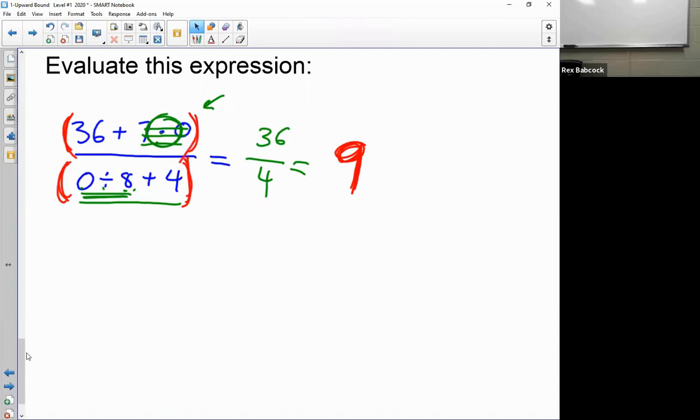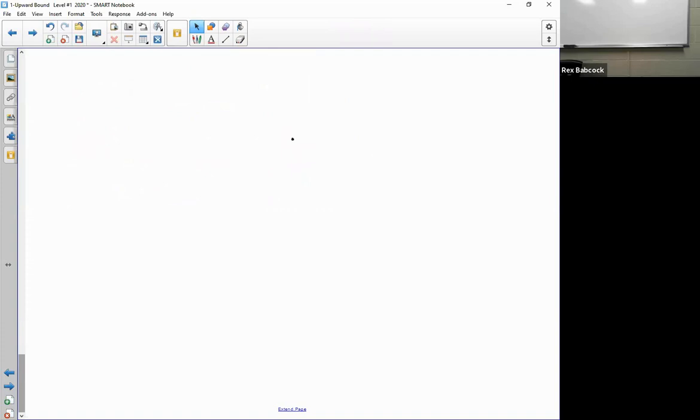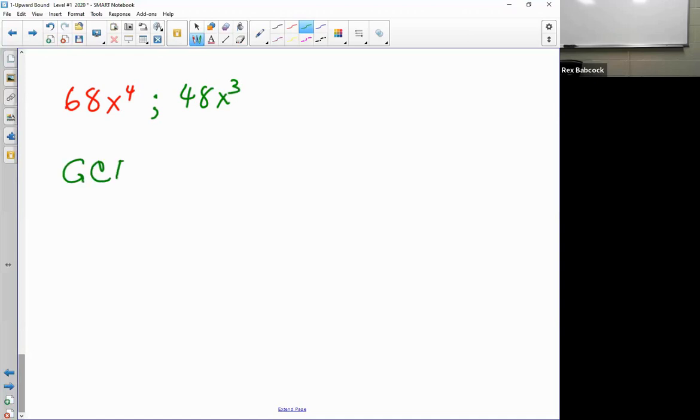Okay, let's do, what else should be? Oh, least common multiple, greatest common factor. From last week, can you still do the greatest common factor? How about 68, x to the fourth, and 48, x cubed? Without me telling you anything, find the greatest common factor. See if you can still do that. What is that expression? See if you remember from doing it last week.